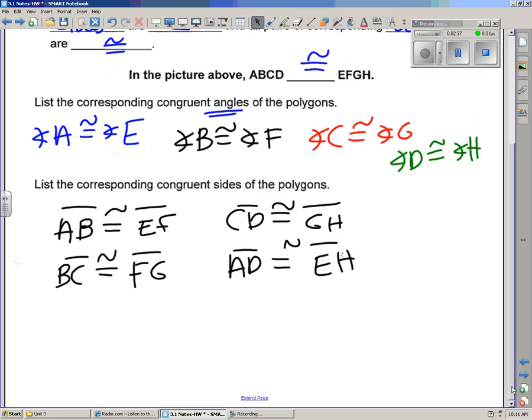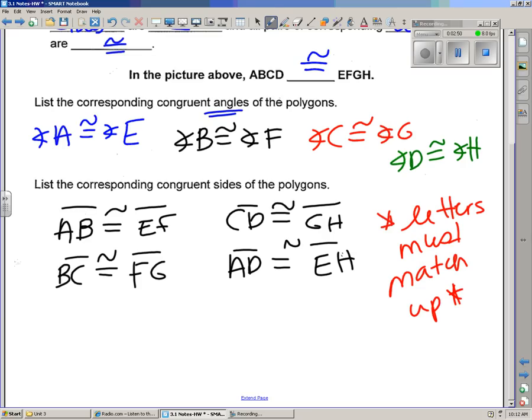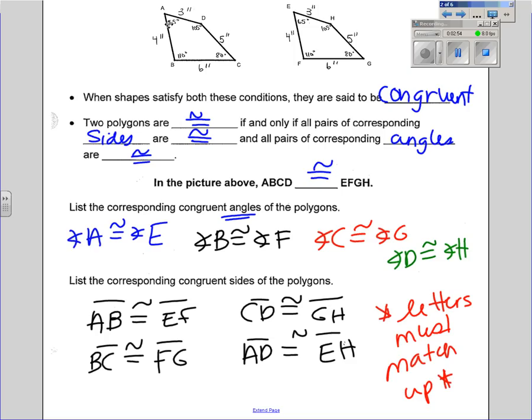What you need to make sure of is that when you match up letters, the letters must match up. The order of the letters, it's really important that that happens. And this should make sense when you look at the pictures, because AB happens to be marked with 4 inches, as well as EF, etc., etc.